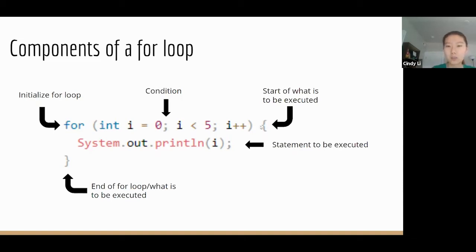Again, the large squiggly bracket, the open bracket, is the start of what is to be executed. In here, you can see there's System.out.print(i), and this is the statement that is going to be executed. This is the end of the for loop, or what is to be executed. Nothing that's part of the for loop will be executed after this. If you want it to be part of the for loop, you have to move it between these two squiggly brackets.